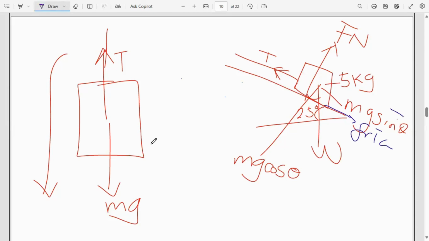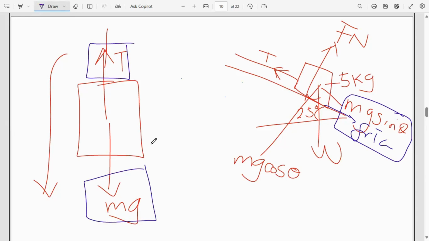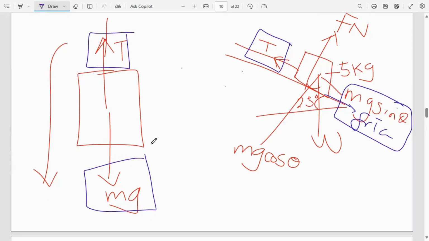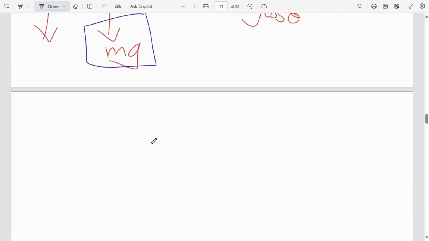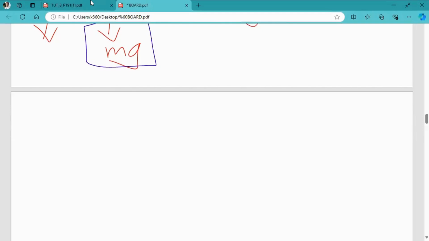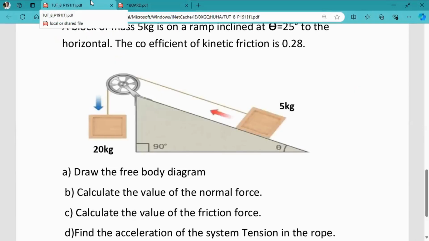So we know that forces opposing motion, acting in the opposite direction to the direction of acceleration, will be negative. So we have those two forces, and also this tension force here is pointing up. Then this one here and the tension there should be positive because they are along the direction of our acceleration. So those are the free body diagrams for our system. Question A says draw the free body diagram. Okay, we've already done that.